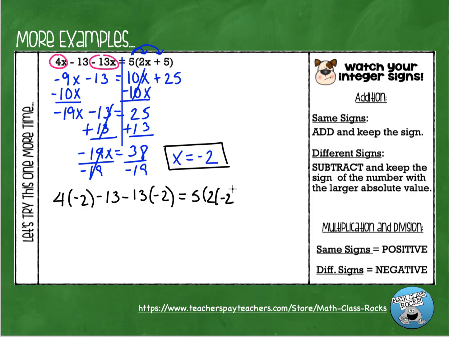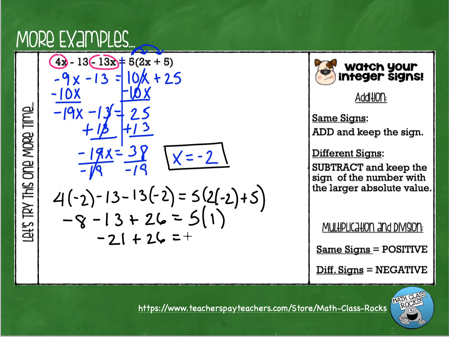So this is 2 times negative 2 plus 5, and then my parenthesis. All right, on the left side, 4 times negative 2 is negative 8 minus 13. When I do negative 13 times negative 2, I get a positive 26 equals. Now on this side, I'm going to do all this action in parentheses first. So 2 times negative 2 is negative 4, and negative 4 plus 5 is positive 1. All right, now on the left, negative 8 plus negative 13 is negative 21 plus 26 equals, and then 5 times 1 is 5.